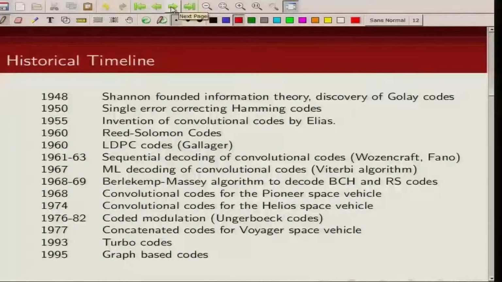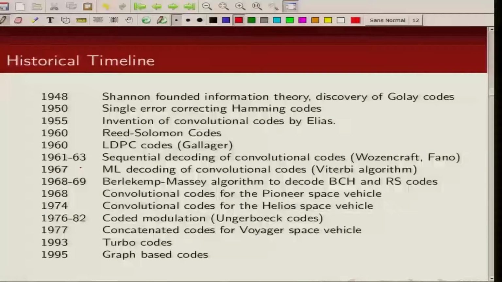As we know, in 1948 Shannon founded information theory, and then around 1955 Elias came up with convolutional codes. Around the 1960s Reed-Solomon codes and LDPC codes were discovered, and around 1961-63 Wozencraft and Fano came up with sequential decoding of convolutional codes, which allowed us to decode convolutional codes with very large memory order. Around 1967-68 Viterbi's algorithm for maximum likelihood decoding of convolutional codes came, and then around 1974 the BCJR algorithm was proposed.